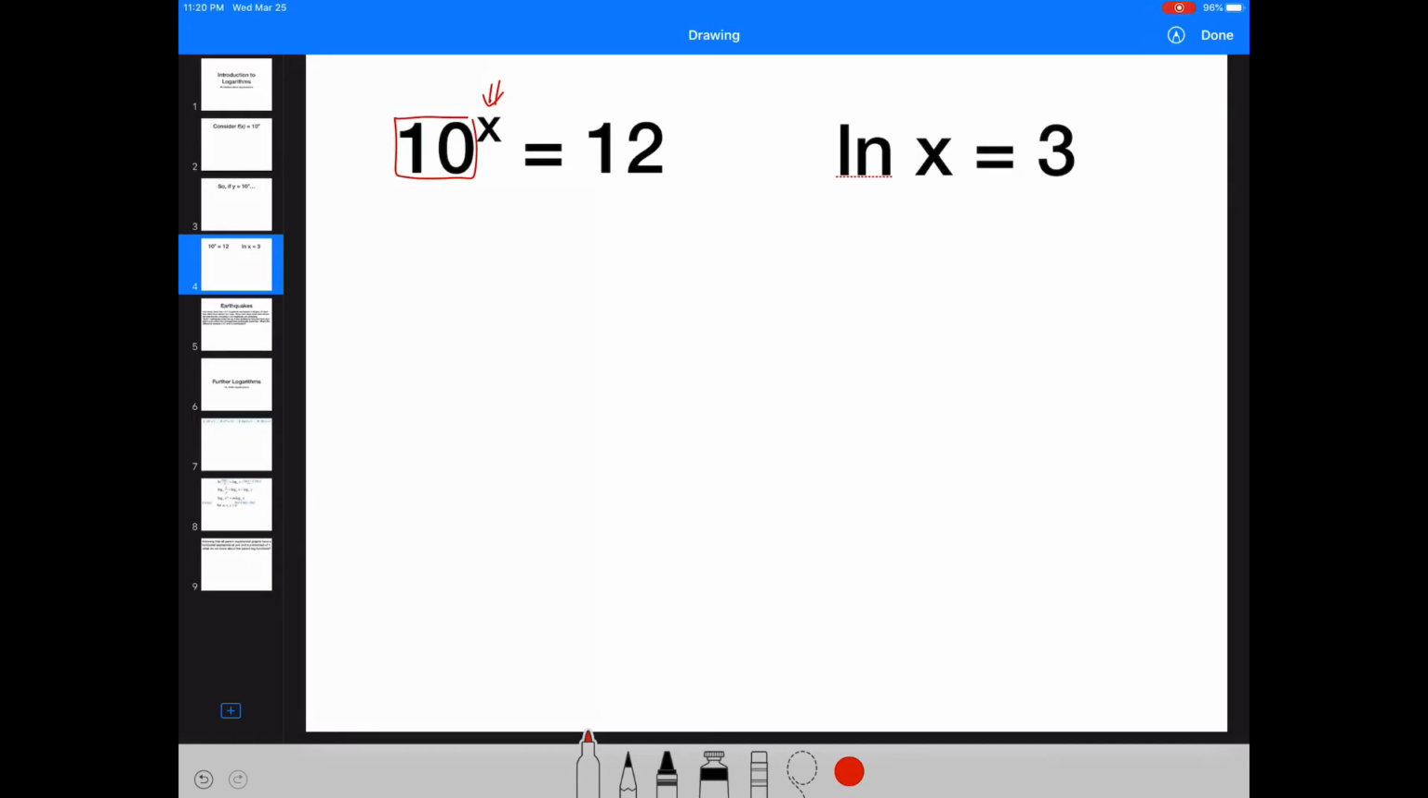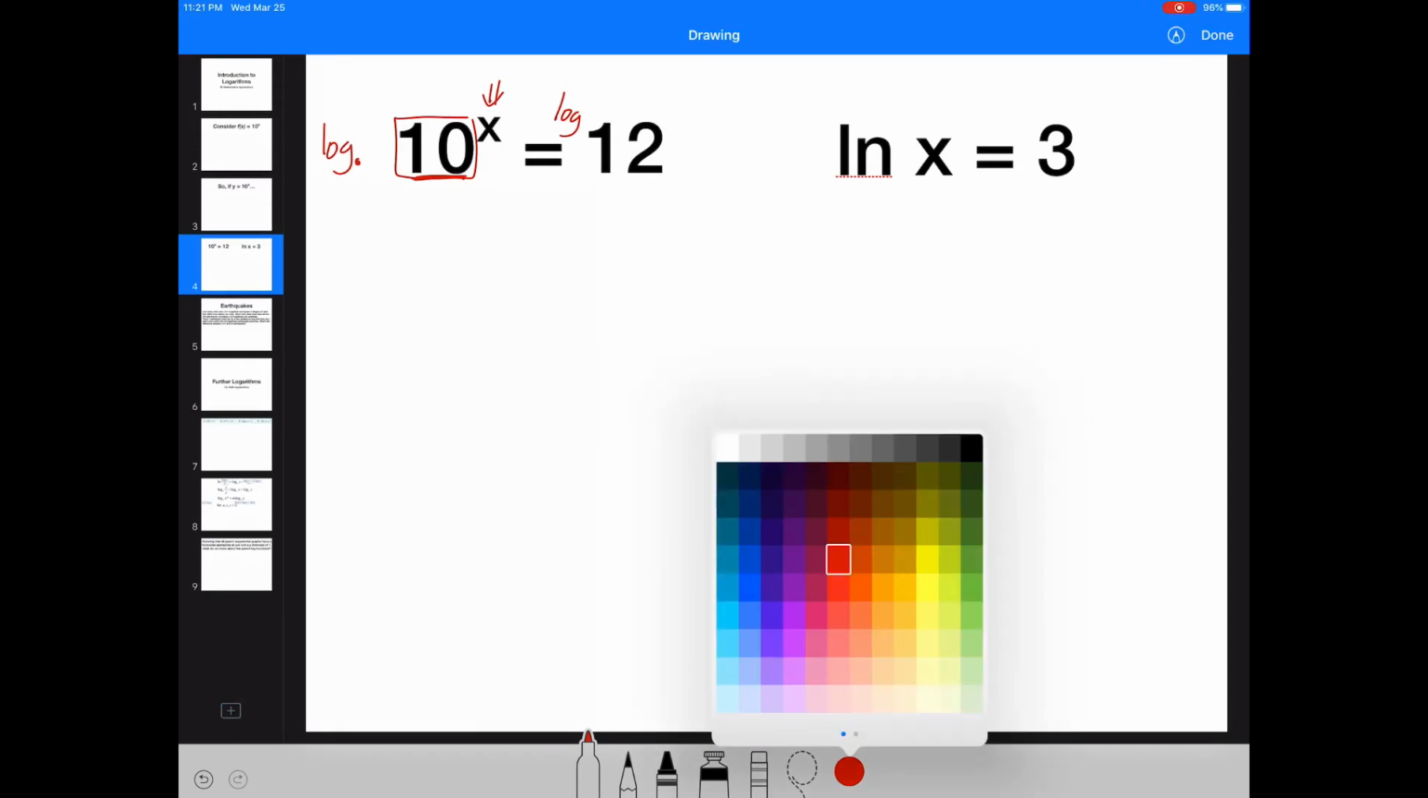What I need to do is get rid of the 10. Just like any other function where I'm trying to solve for x, I need to do the opposite, right? So what I'm going to do is do log on this side, and log on that side. Because it's a 10, I don't need to write the base down here.